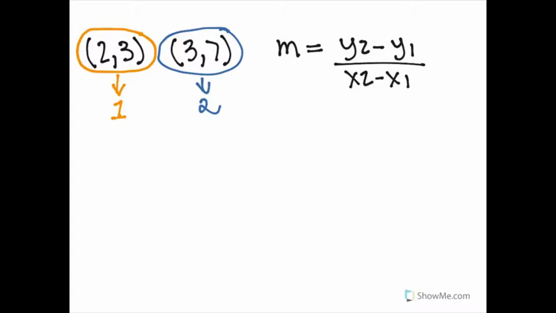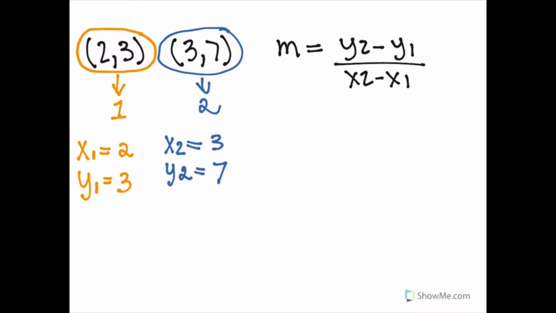And then what we can do is grab the x and the y coordinate from each of our points, and label them as x1 and y1. And then for the other point, we'll label the x and y coordinates as x2 and y2. That's just differentiating which point the x and y coordinate come from. So for our first point, the x value is 2 and the y value is 3. And for our second point, the x value is 3 and the y value is 7.